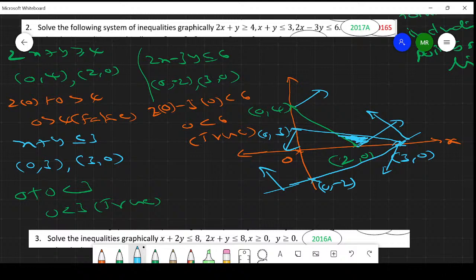Should be careful when you are doing this. Understood this? I can take any other color, I will take it. Correct. This will be the solution region, the required solution region.